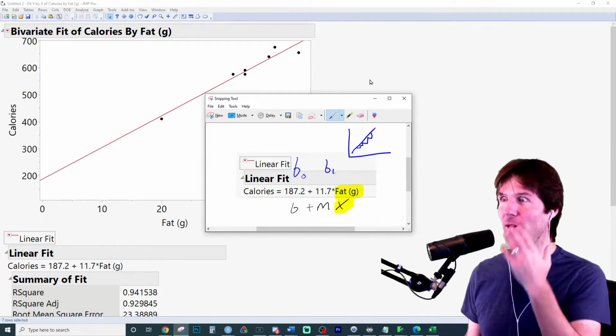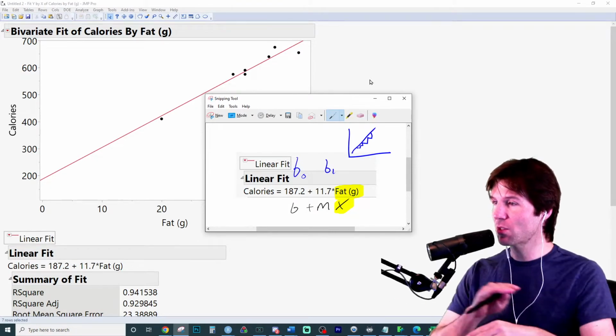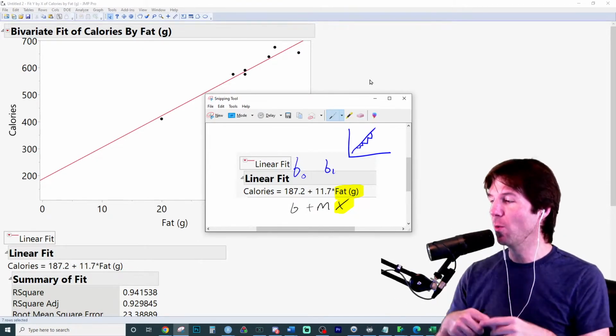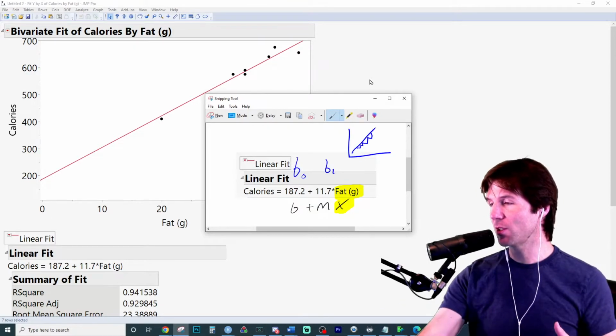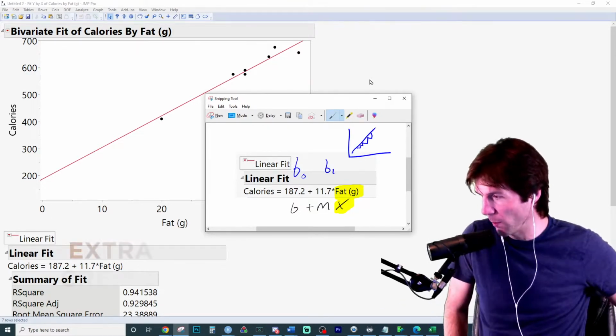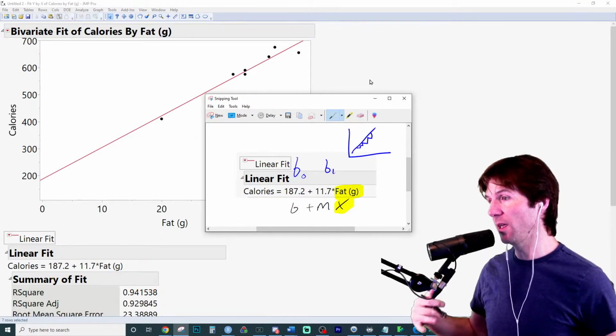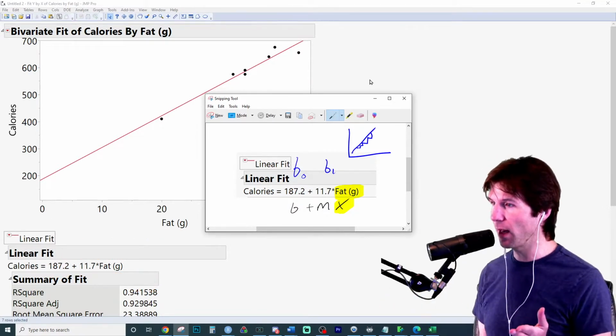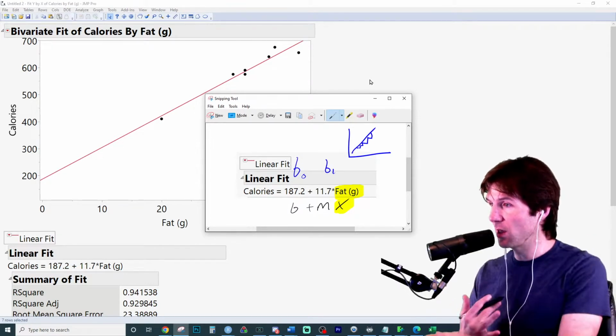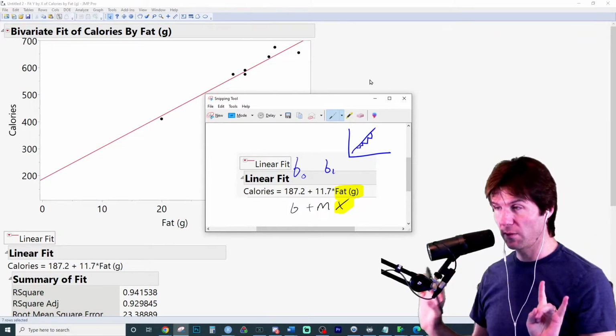I want you to finish the sentence. You're like, oh, B1 is the slope because it's each 1 unit increase in x. So that's a really good way to remember it: B0 is when x is equal to 0. That's the y-intercept. B1 is for each 1 unit increase in x. Now, remember, the slope can be negative, so increasing x might decrease y, not cause and effect.